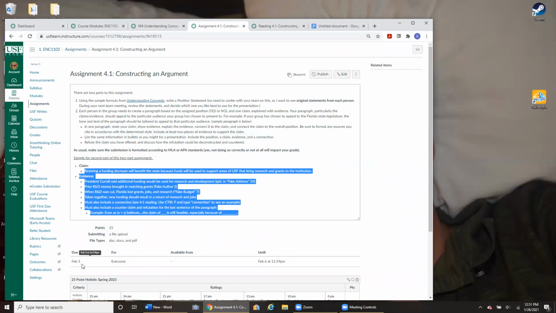It's a file upload that's due February 3rd at 11:59 p.m. Eastern. You have until February 6th at 11:59 p.m. Eastern to turn it in late, and every day you turn it in late is a deduction.